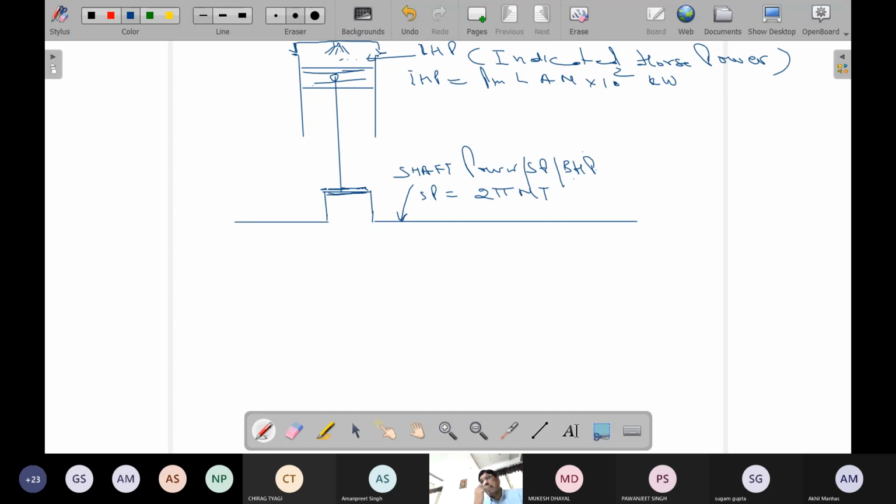Torque will be in kilonewton meter, force into distance. So kilonewton meter is the unit of torque. N is revolutions per second, and that is how we calculate. This will be in kilowatt again. This is kilowatt, this is also kilowatt. So what is the difference between the two, shaft power and IHP?